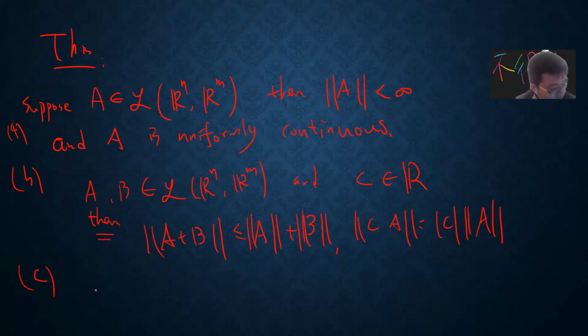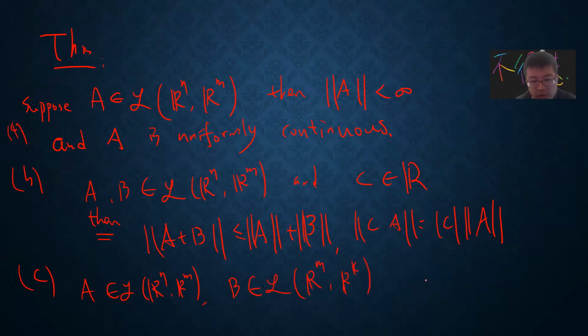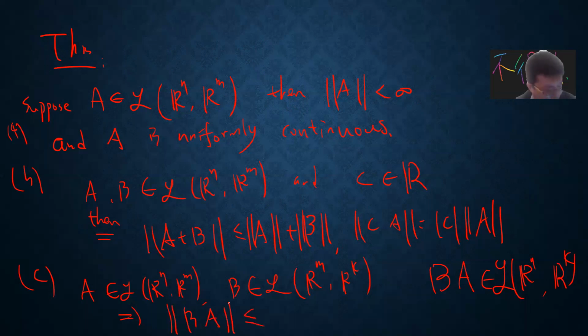C is to say that if A belongs to L(Rn, Rm), and B belongs to L(Rm, Rk), then obviously if you write BA, it becomes a map from Rn to Rk. And we will prove that the norm of BA is less or equal to the norm of B times the norm of A. So these are the common properties of linear transformations from Rn to Rm.